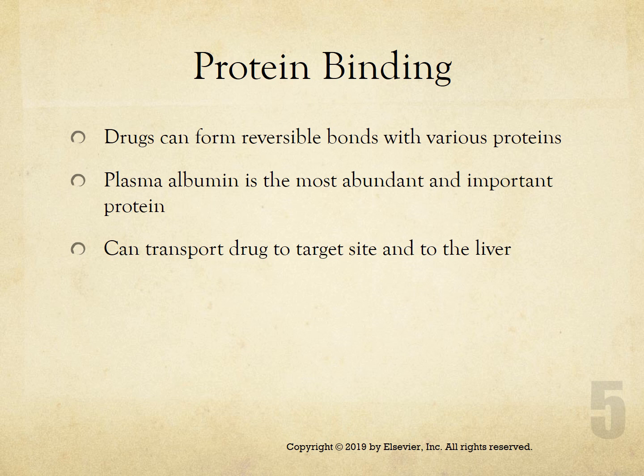Protein binding. What is protein binding? Drugs can form reversible bonds with various proteins. Plasma albumin is the most abundant and important protein in the body. When patients are malnourished or have a disease process, their plasma albumin may be off, which can affect their protein binding capabilities, because then the transport to the target site and to the liver is going to be altered.